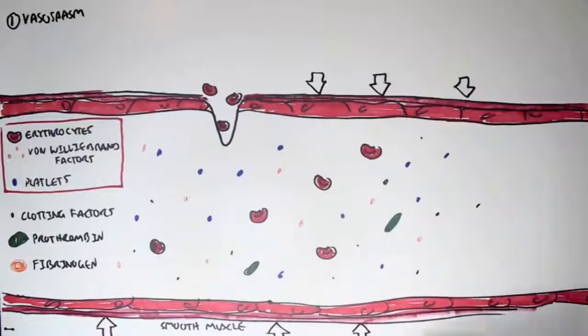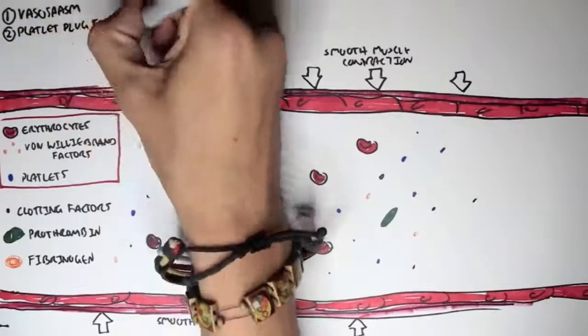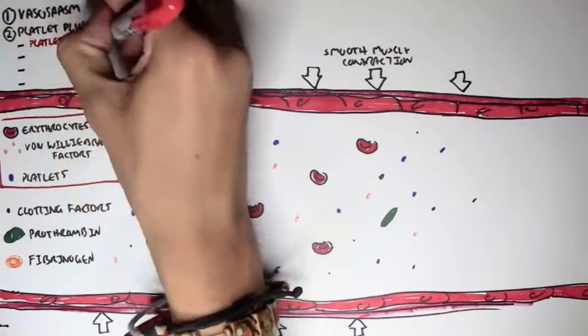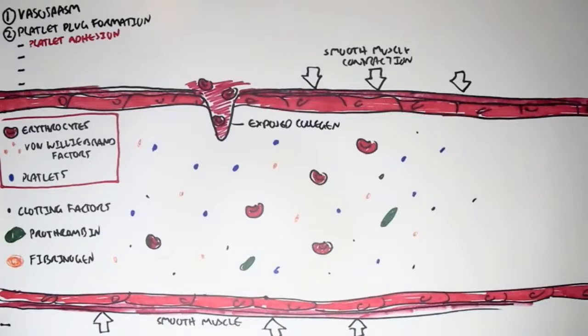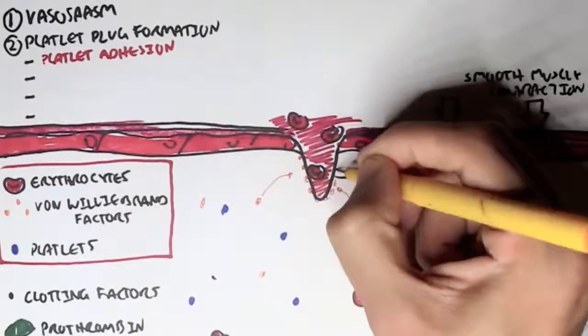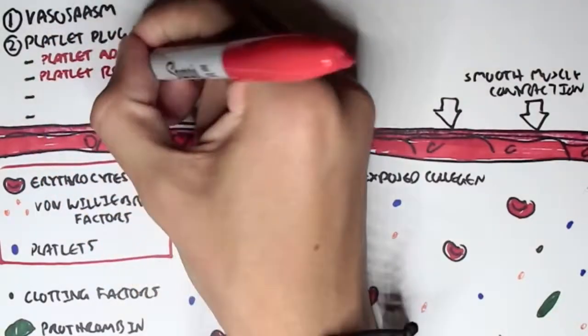Following vasospasm, when the blood vessels contract to reduce blood flow, we have the second step of hemostasis, platelet plug formation, where platelets form a temporary plug to reduce blood flow out of our body. Platelet plug formation can be divided into four parts, starting with platelet adhesion, where von Willebrand factors assist platelets, the thrombocytes, to attach to the injured site. And platelets bind easily onto the exposed collagen. Erythrocytes are also trapped in this matrix. So essentially you can say that von Willebrand factors help bind platelets with the exposed collagen.